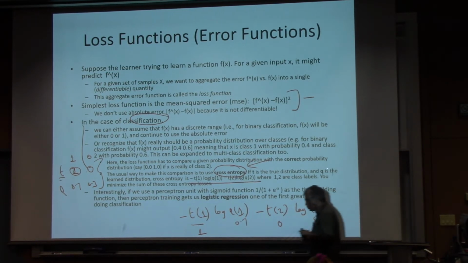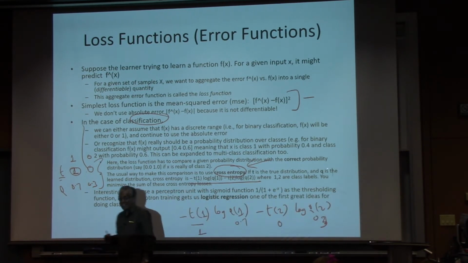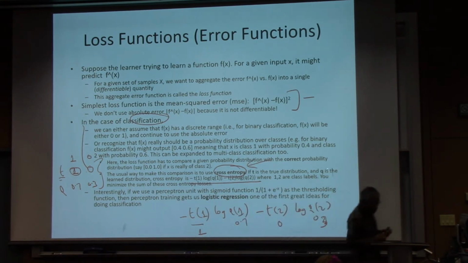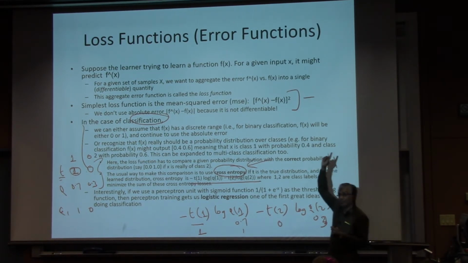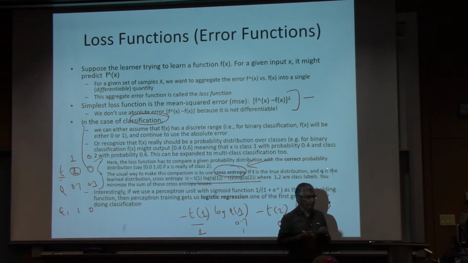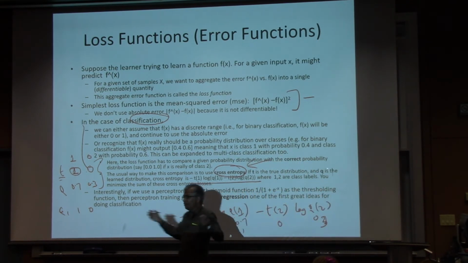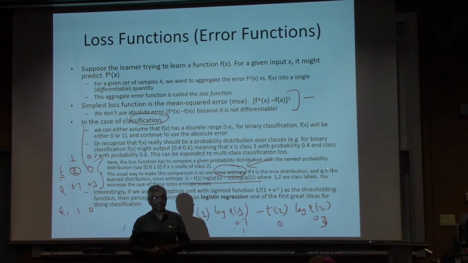And you can show that the cross entropy is lowest when T and Q are the same. So imagine Q is 1 and 0. Then it would be T of 1, which is 1, times log of Q of 1, which is 1. What is log of 1, guys? 0. So cross entropy will be 0. So cross entropy between two distributions will be 0 when the distributions are exactly the same. Otherwise it will be a bigger number.